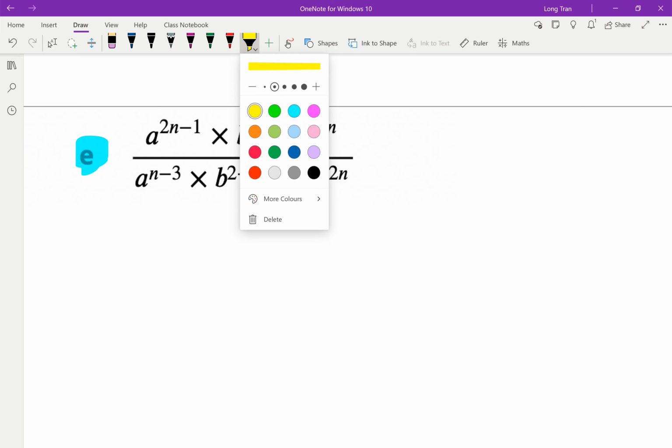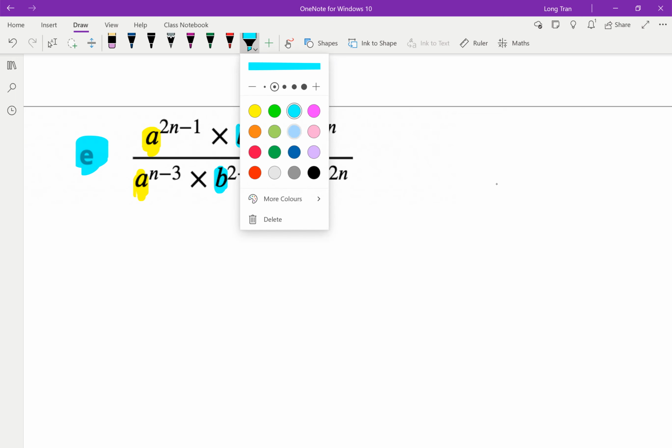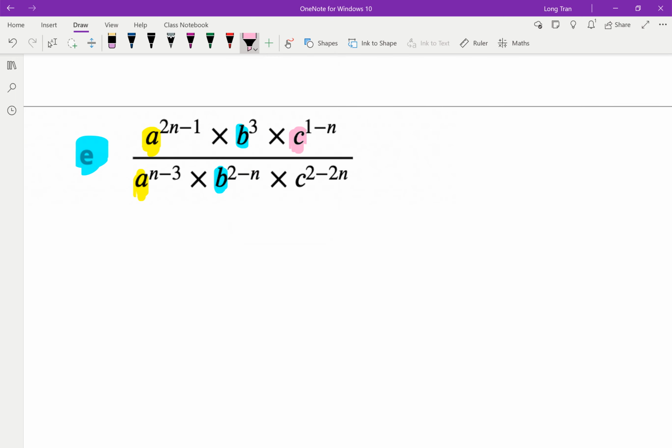The first thing I would look out for is collecting and separating just the bases. In this case, I've got three different bases: I've got all the a's, all the b's, and all the c's. So the first thing I'm going to do is collect just the a's first. In my mind, that's a to the power of 2n minus 1, divided by a to the power of n minus 3.